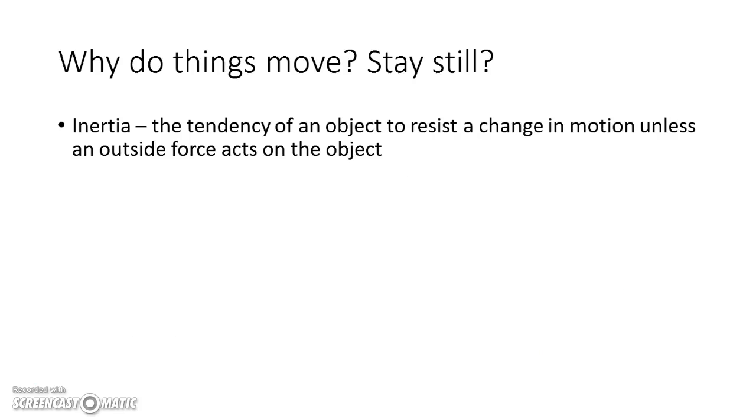Why do things move and why do things stay still? Well, there's this thing called inertia, which is the tendency of an object to resist a change in motion unless an outside force acts upon the object. So what in the world does that mean? Well, real quick, think about it.